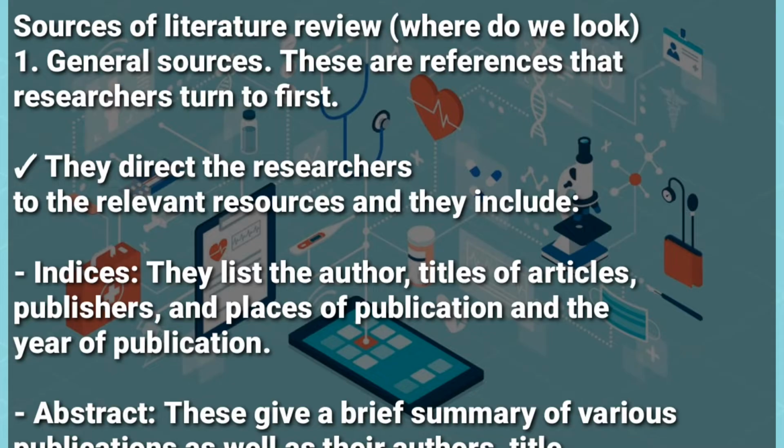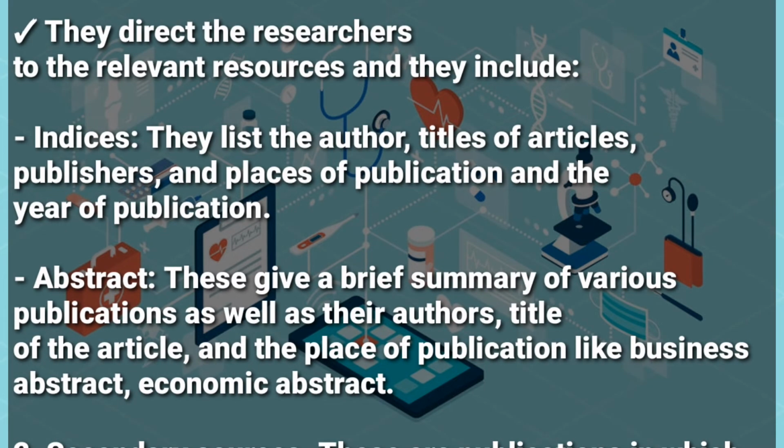Then we have abstracts. These give a brief summary of various publications as well as their authors, the title of the article and the place of publication, like business abstracts, economic abstracts. So abstracts just give a brief summary, but indices give you everything that you need to know: the list of the authors, the titles of the articles, the publishers, the place of publication, year of publication. But for the abstract, they only give you the title of the article and the name of the authors, and the place of publication.